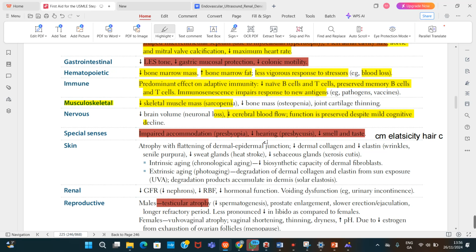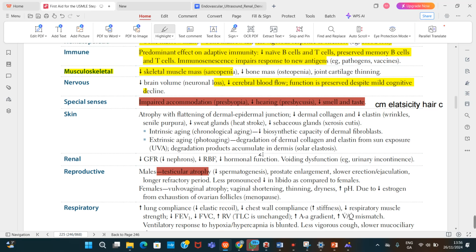Hearing too reduces, presbycusis, and this is due to degeneration of the hair cells. Hair cells are going down. They also find it very difficult to smell and taste.